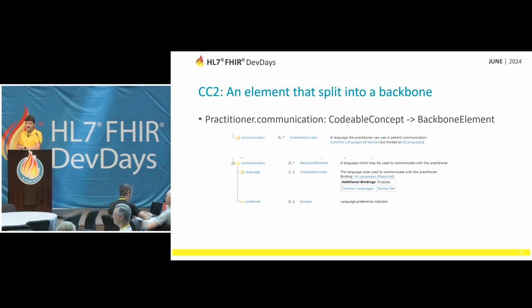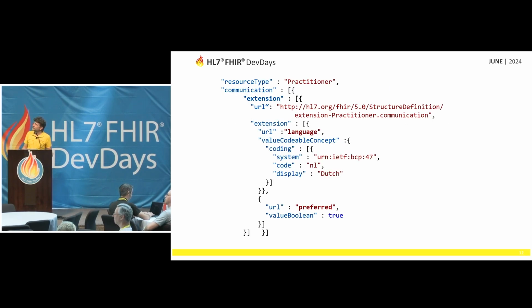And in R5, we discovered that you want to express not only the language that this practitioner speaks, but also whether that's the preferred one. We have that on patient, didn't have it on practitioner. So it makes sense, but it means that this single element splits up in a backbone of two elements. The simple solution, you'd say, and I think the current solution, is, okay, we'll use a complex extension again.